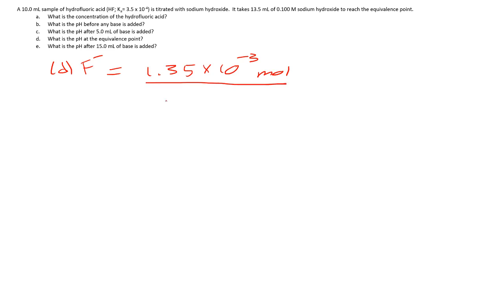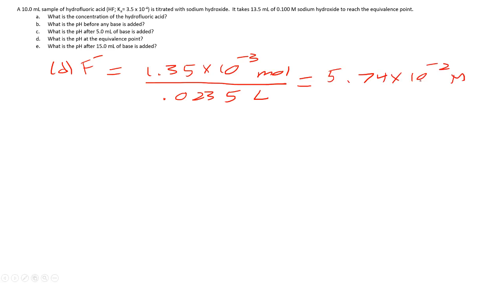We don't have the original 10 milliliters. Now we have 23.5 milliliters. That's the 13.5 at equivalence plus the 10 we started with. And so that's going to give us a concentration of F minus equal to 5.74 times 10 to the minus 2 molar.